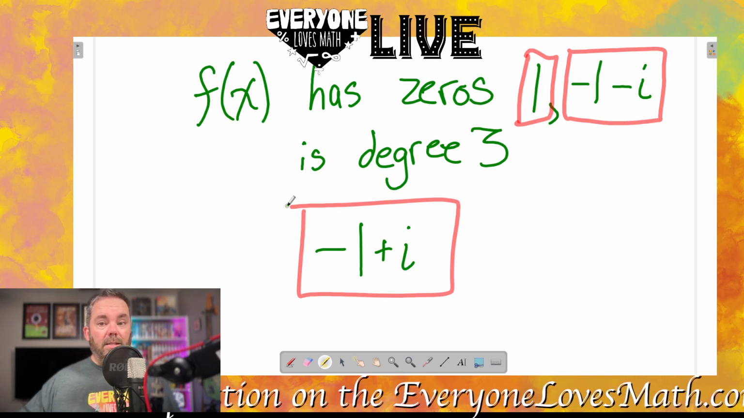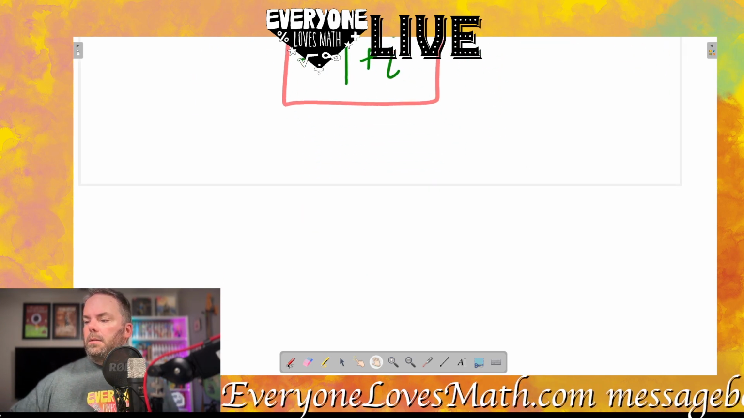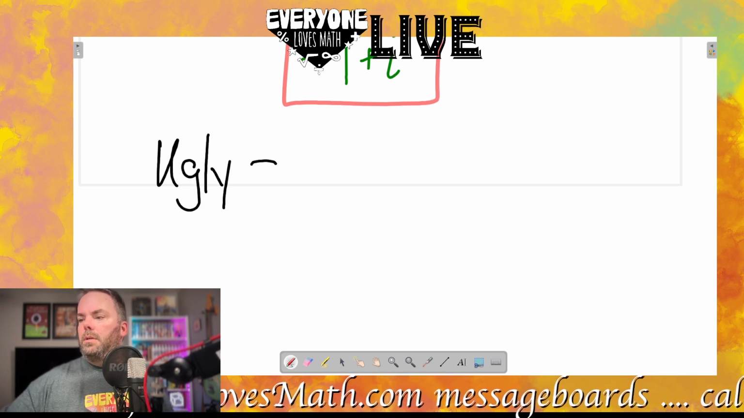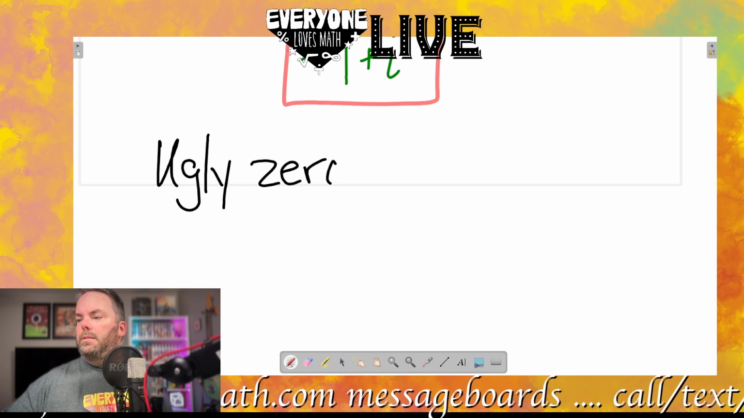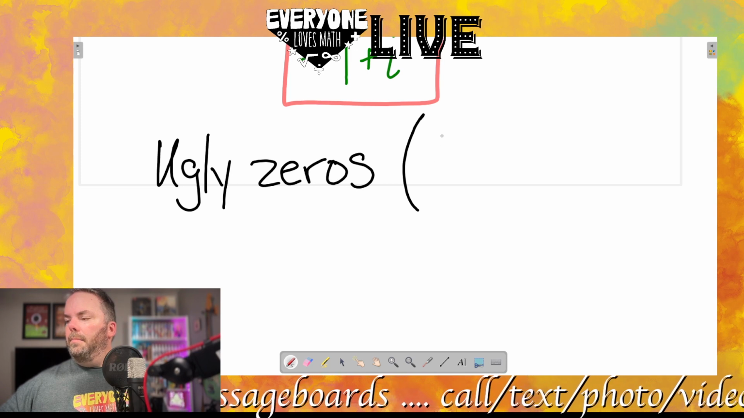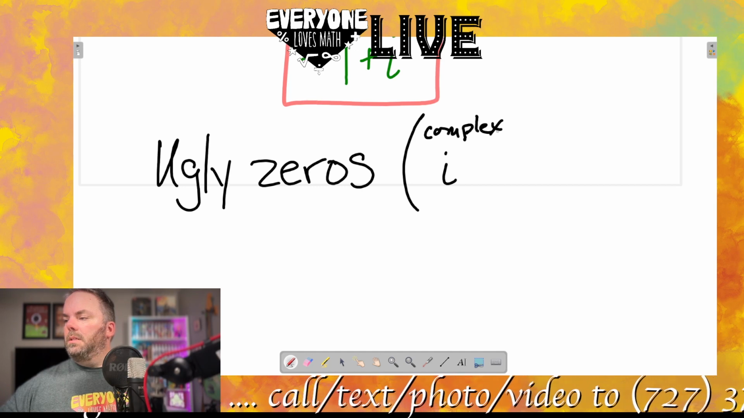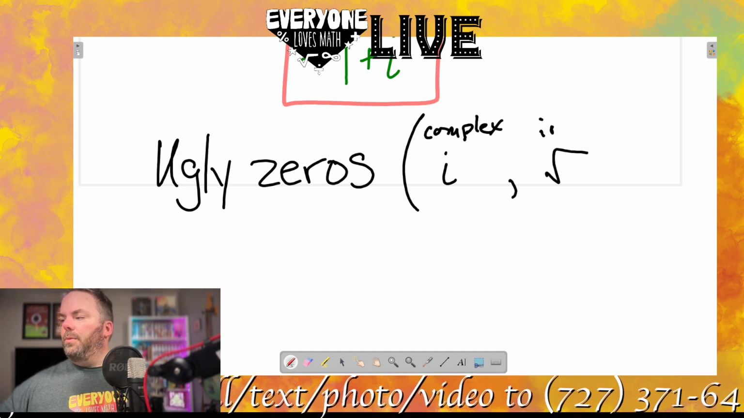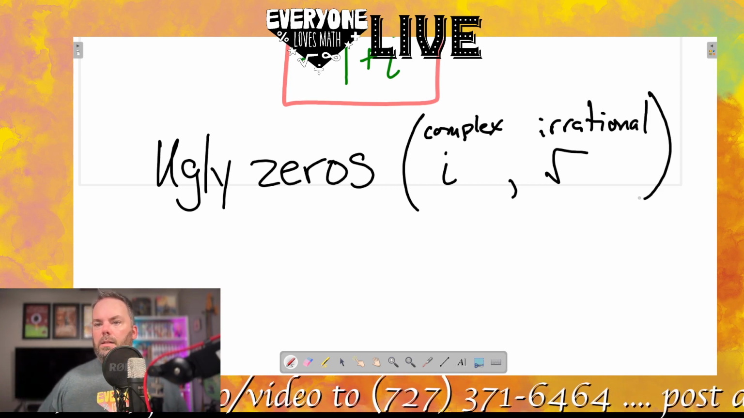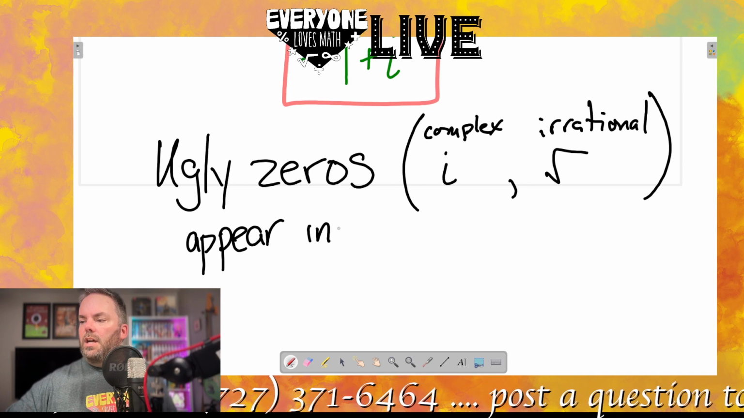So this conjugate thing, we're getting some mileage out of it. It's almost like I knew this was coming. So here's what we got to know. This is like the big moral of the story. Okay? Ugly zeros. And by ugly zeros we mean either stuff with i that's complex, right, or stuff with square roots, which is irrational, right? So when we're talking about ugly zeros, that's the kind of stuff we're talking about. Ugly zeros appear in conjugate pairs.